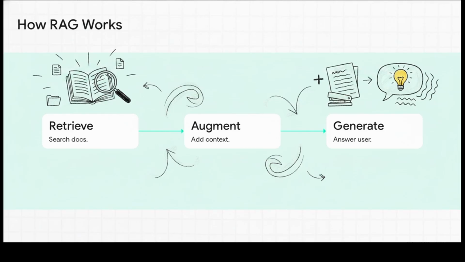First up, we retrieve. When a user asks a question, the system actually pauses. It doesn't immediately spit out an answer. Instead, it acts a lot like a librarian, searching through your secured company documents to find the most relevant sections that match the intent of the question.